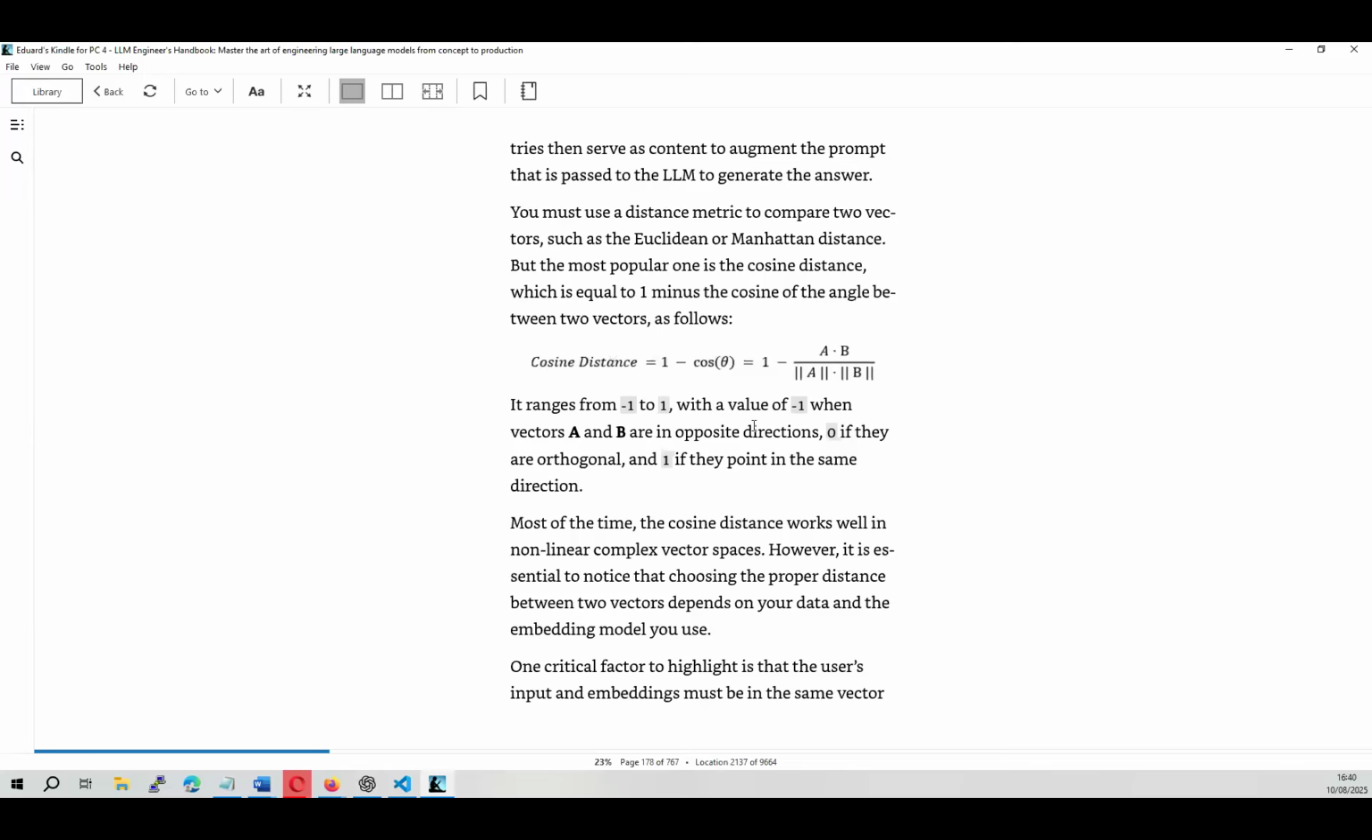Cosine ranges from -1 to 1. -1 means that vector A, which is the user query, for example, and B, a chunk within the database, are in opposite directions, so they have nothing to do with each other. 0 means that they are orthogonal, so there is some relationship, but 1 means that they are pointing in the same direction, the user query, which is vector A, and the chunk, which is vector B, which means that they are related, and vector B will be part of the answer.